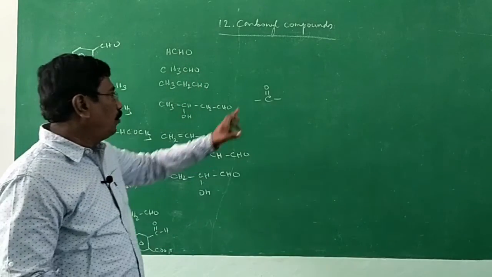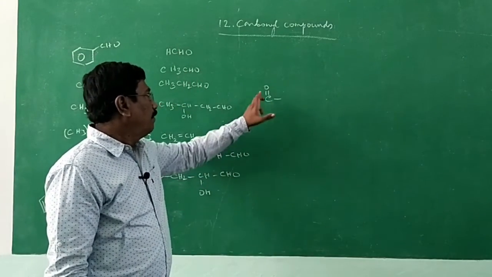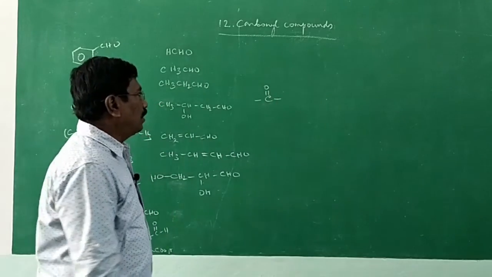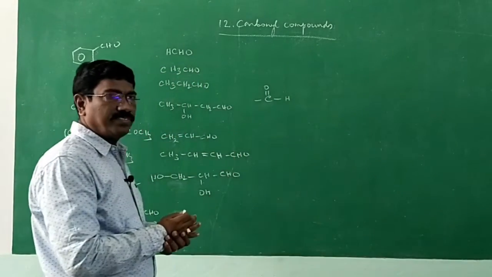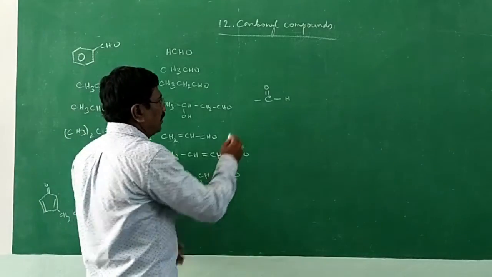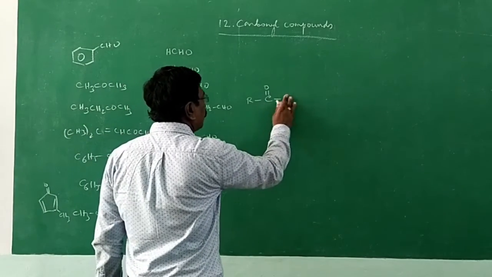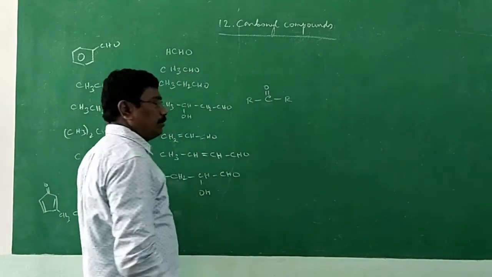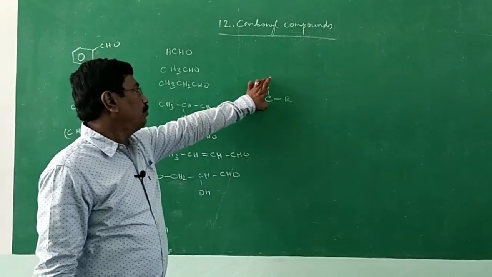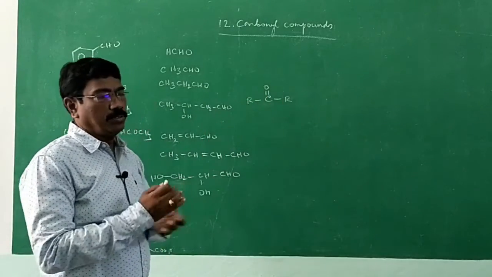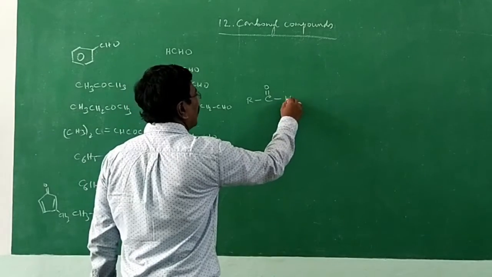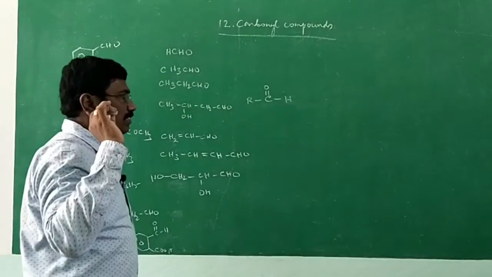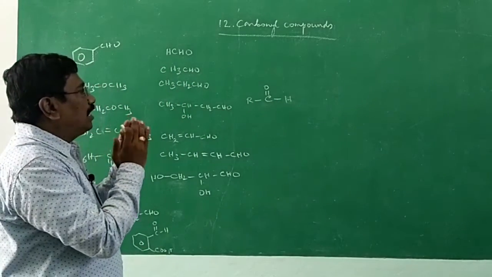Valency of carbon is 4: 1, 2, 3, 4. At one side, if we have H, we call it an aldehyde. If we have alkyl groups on both sides, it is said to be a ketone. Carbonyl groups attached to two alkyl groups are ketones. If at least on one side you have hydrogen, it is an aldehyde. At least one hydrogen. Those carbonyl compounds we are going to see.